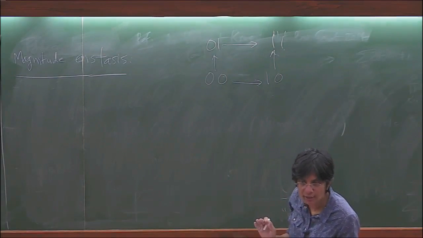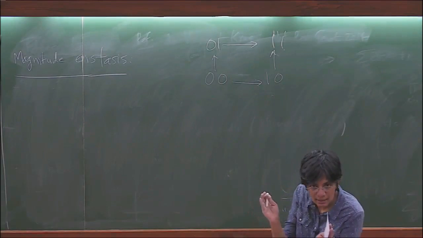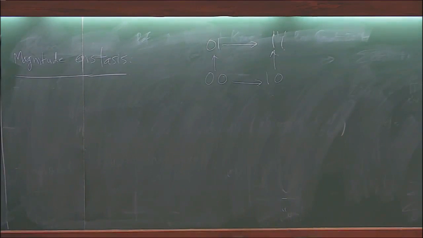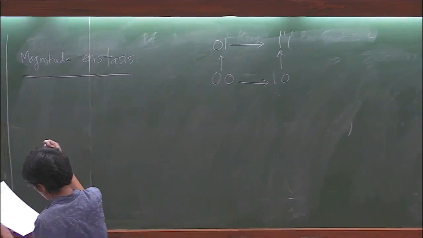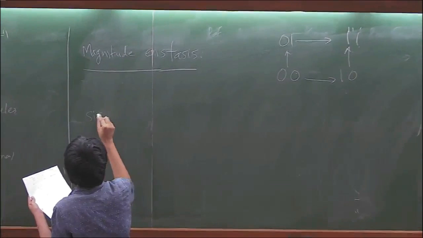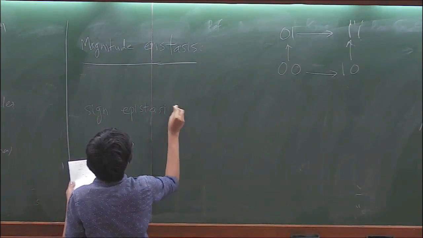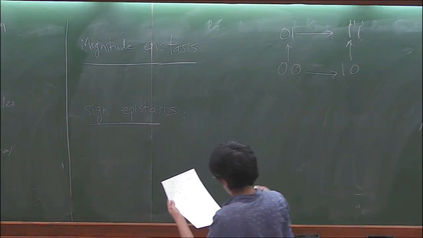It's an interaction, but only in the numbers. So there's a certain name for it. And this model is for magnitude epistasis. But there are other ones which are sort of more, I think, interesting ones. It's called sign epistasis.